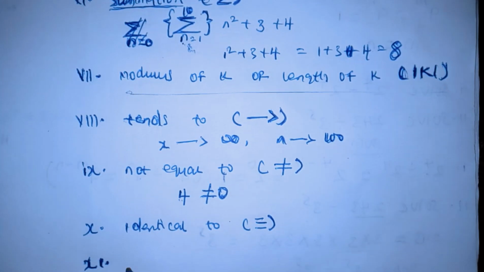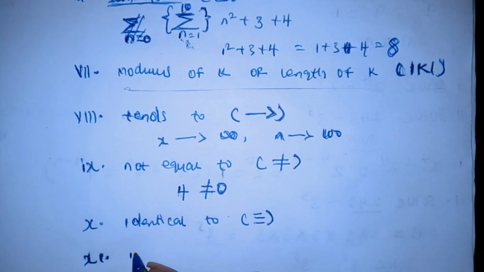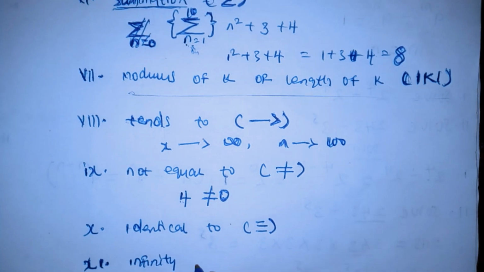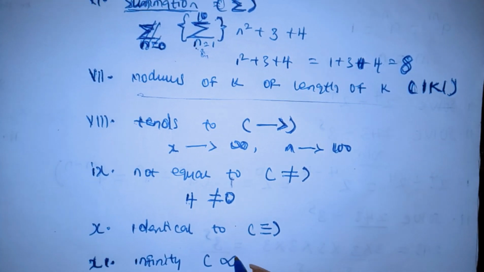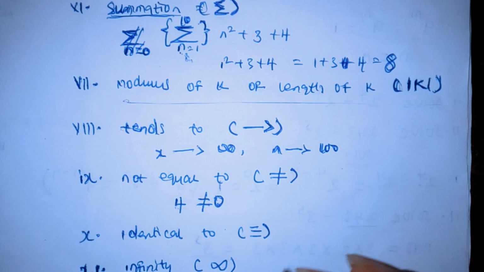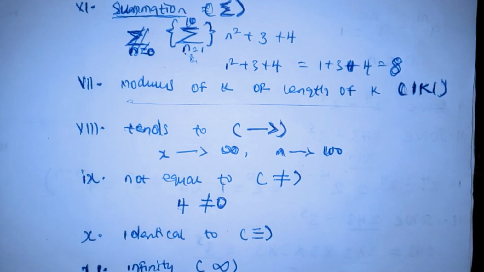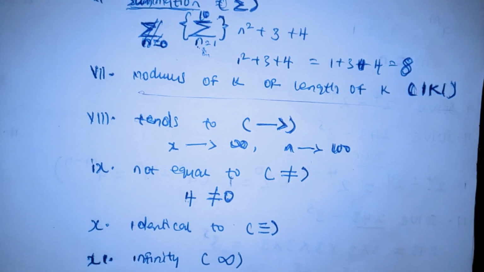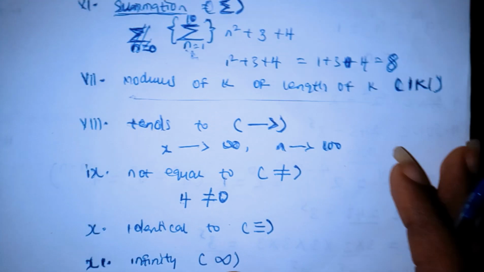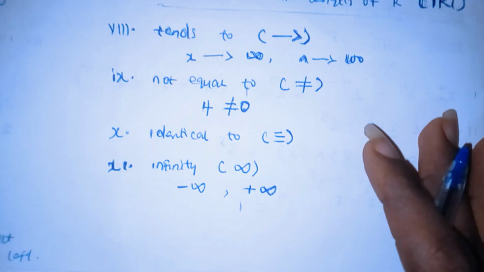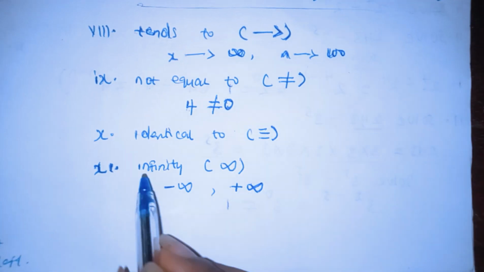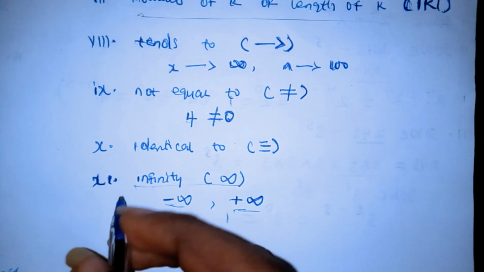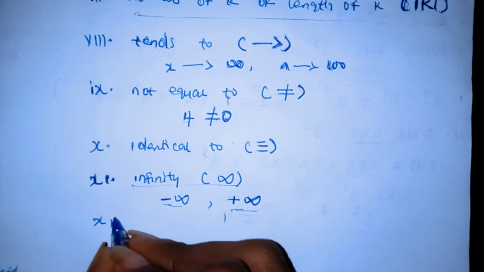The second to last is infinity. Infinity has this sign, and this infinity consists of negative infinity and positive infinity, and it is under a family called infinity.